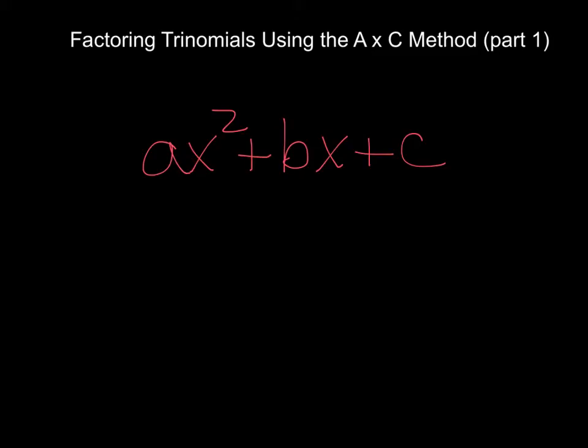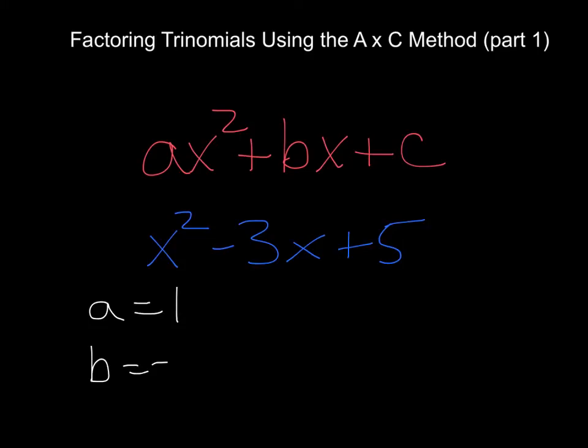You notice that we are in descending order, and that's very, very important. The A times C method does not work if you have this rearranged. You have to have the coefficient of the squared term and the constant term. We're going to deal with the b, the middle term, as we go. So, for instance, in the trinomial x squared minus 3x plus 5, our a would be 1, our b would be negative 3, and our c would be 5.